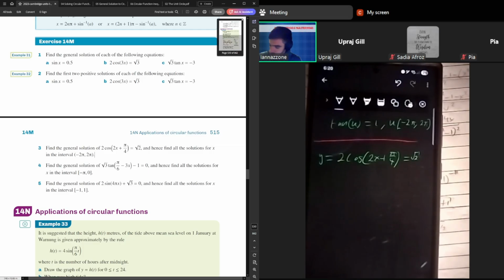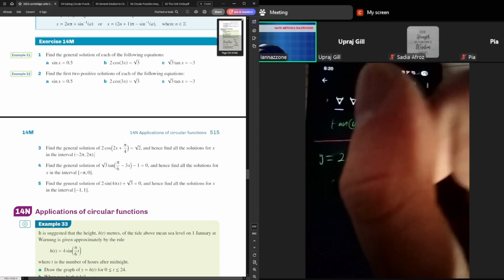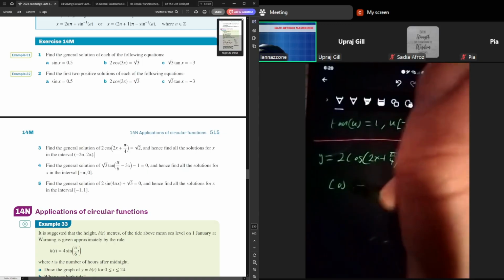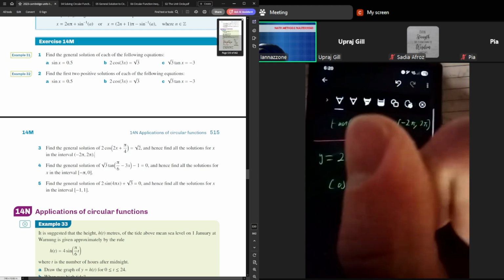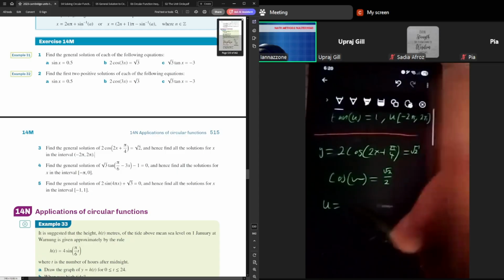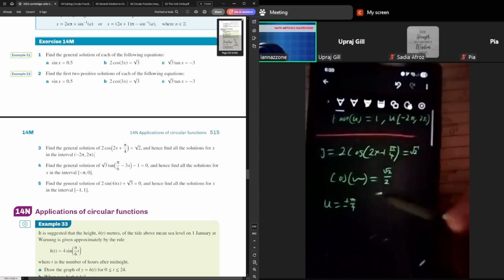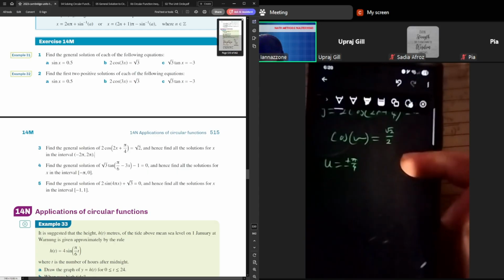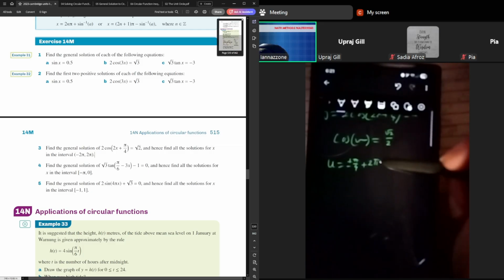So pretty much what's going on is you do your rearranging, so you're looking for where cos of something is root 2 on 2. That's going to give you the u value is equal to plus minus pi over 4 if you want to do both positive and negative, or the alternative, with the 2 pi n, of course.